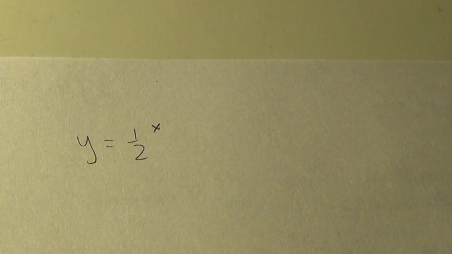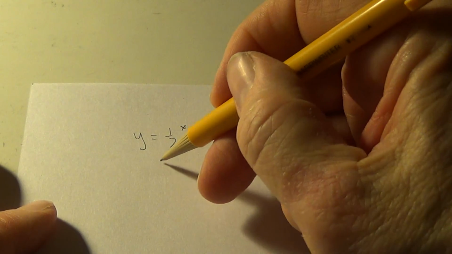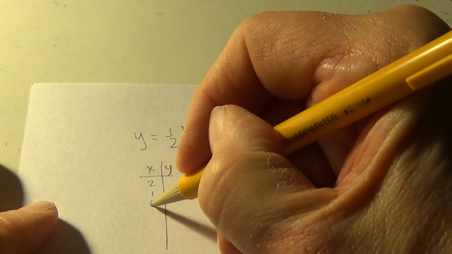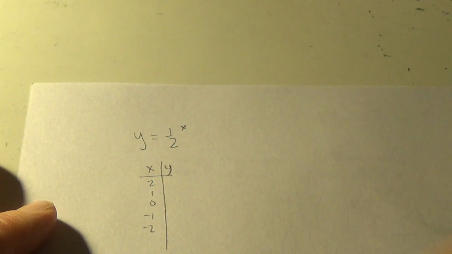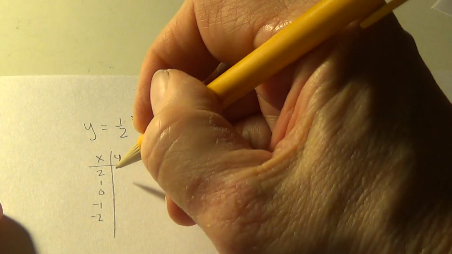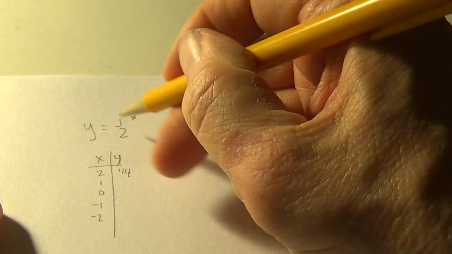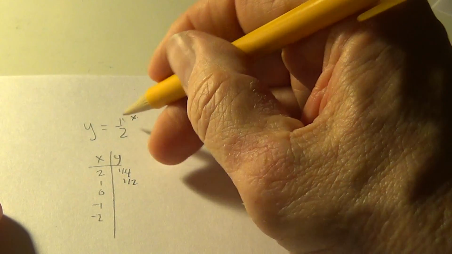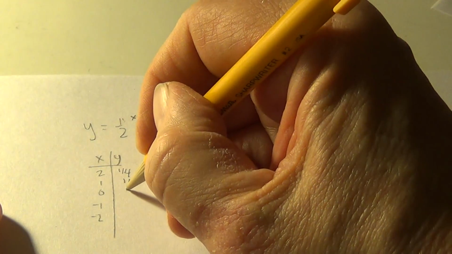What about y equals 1/2 to the x? Y equals 1/2 to the x is going to look a little different than y equals 2 to the x did. So again, we'll use a chart. 2, 1, 0, -1, -2 will give us a good idea. So what's 1/2 raised to the 2? 1/4. What's 1/2 raised to the 1? 1/2. Anything raised to the 0 is 1.